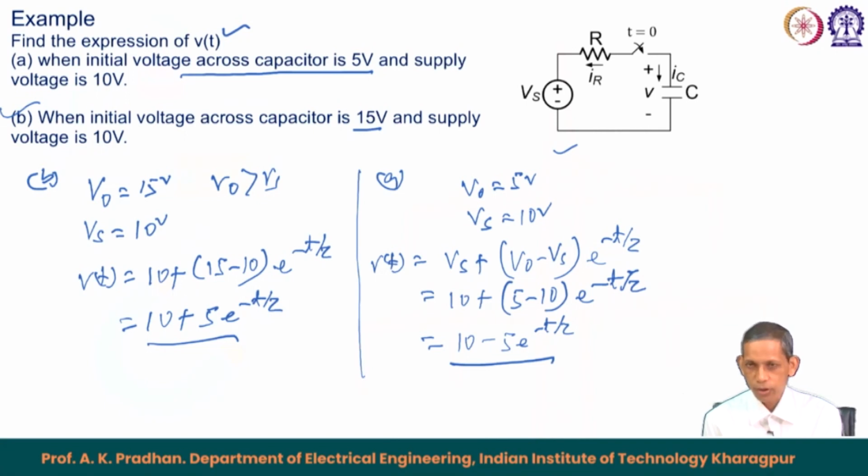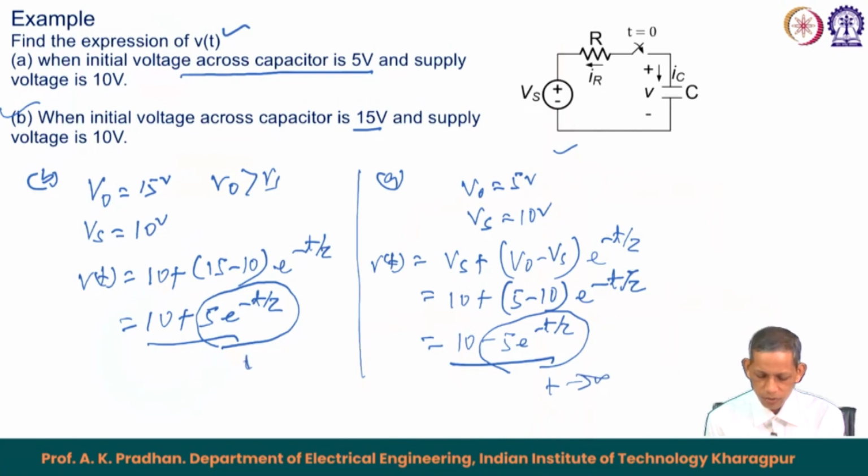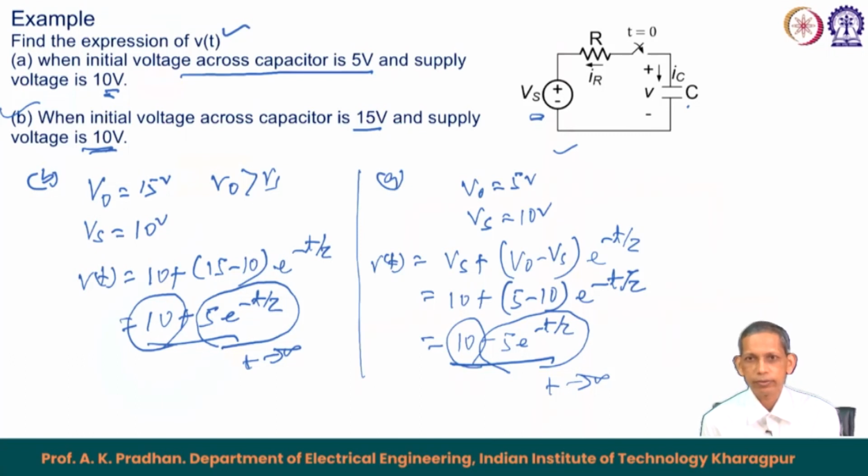In both expressions, the exponential part is a decaying part, so with t tending to infinity, that will vanish. So, this will be 0. Finally, the steady state voltage of the capacitor in both cases will be 10, which is nothing but the source voltage. In steady state, the capacitor will behave like an open circuit, and it will maintain the source voltage in this circuit, with the time constant being the same.